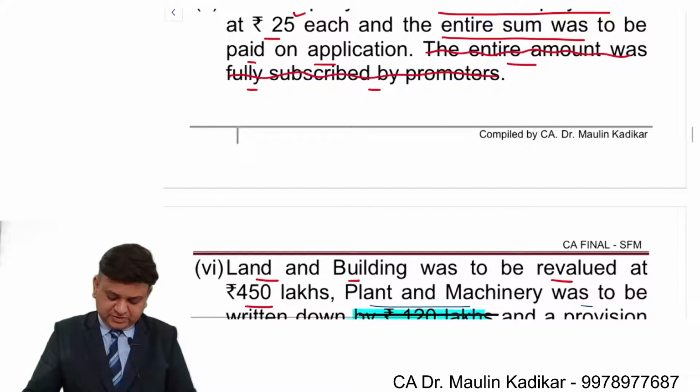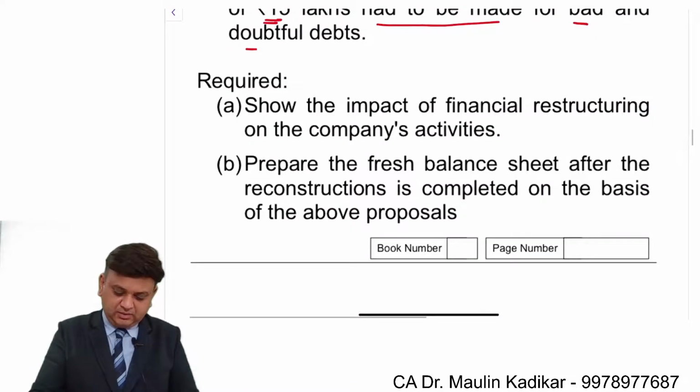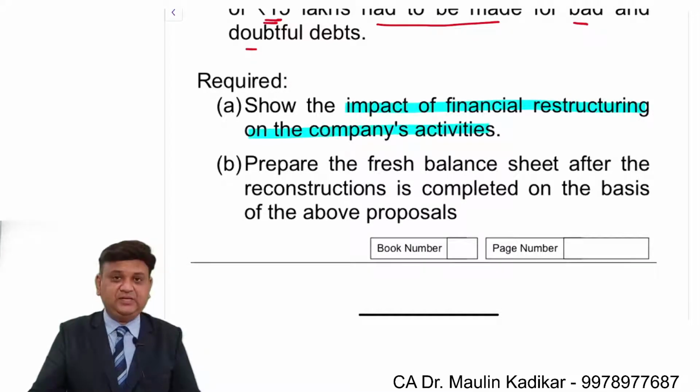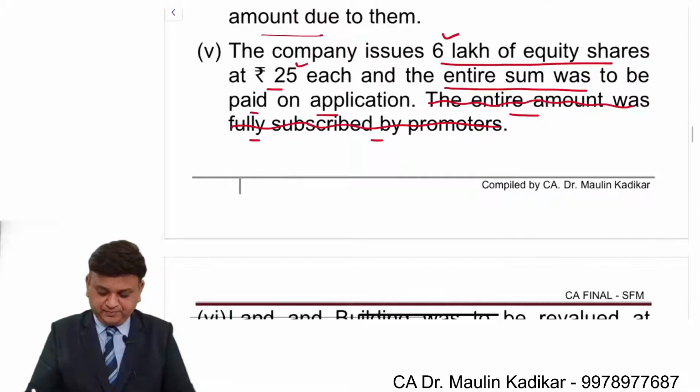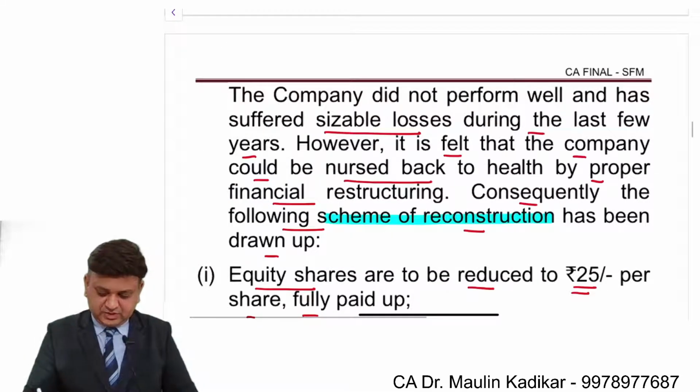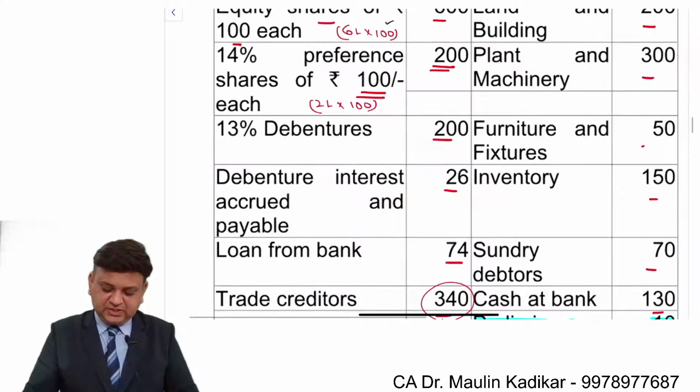The first part of the question: show the impact of financial restructuring on the company's activities. It means you are required to prepare a simple capital reduction account. Second part of the question: prepare a fresh balance sheet after the reconstruction is completed on the basis of the above proposal. So what will happen, friends, over here? The revised balance sheet will be like this.